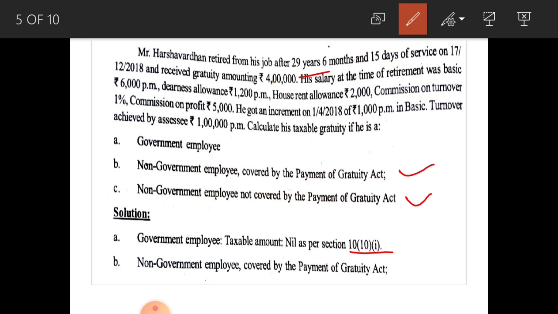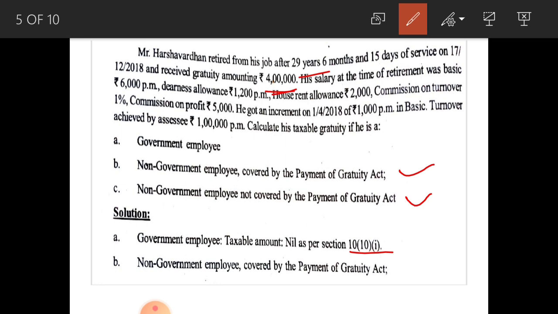And see in this problem, received gratuity amounting to rupees 4 lakhs. Actual amount of gratuity received 4 lakh. From that 4 lakh you have to deduct the least of the 3 things that you already know. So see the information to calculate that thing.